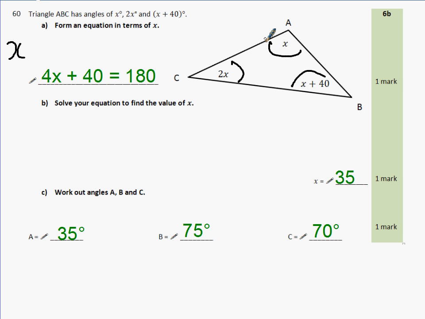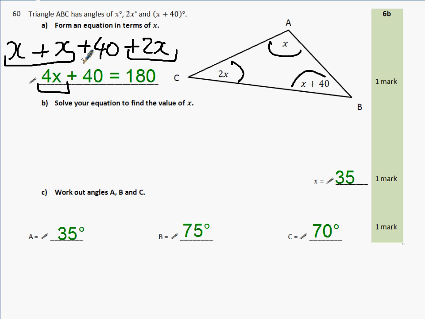So we've got this angle, A, x, plus x plus 40, which is the angle at B, plus 2x, which is the angle at C. Then if you simplify that, the x plus x plus the 2x, that's 4x plus 40. So you've got 4x plus 40. And I set it equal to 180 because the angles inside a triangle add up to 180. And then you solve it for the next part.